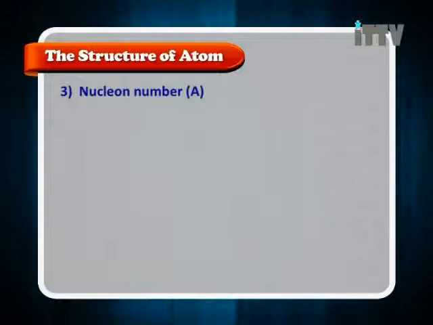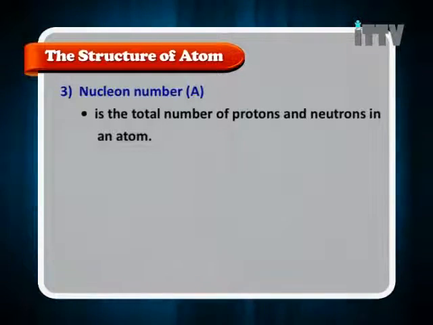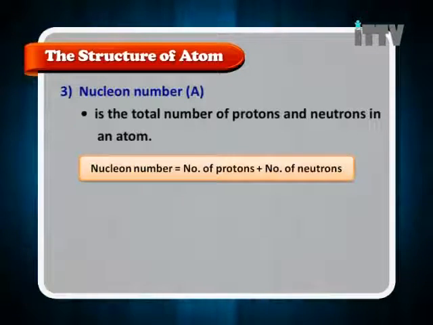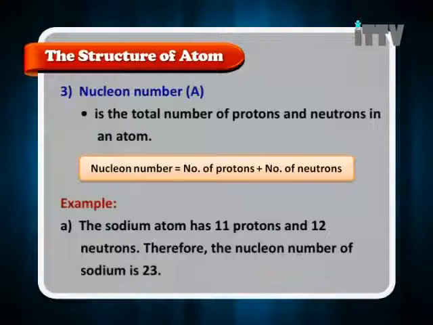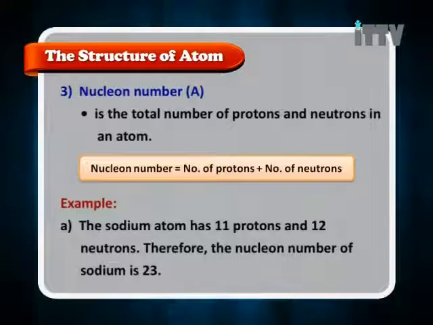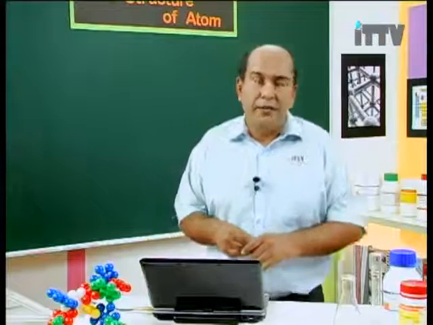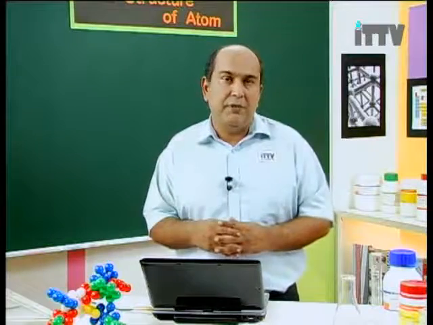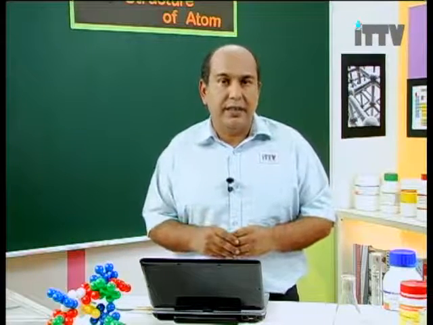Nucleon number, symbol capital A, is the total number of protons and neutrons in an atom. Nucleon number equals number of protons plus number of neutrons. Example, the sodium atom has 11 protons and 12 neutrons. Therefore, the nucleon number of sodium is 23. So the nucleon number, this is another very important number because it will help us relate to the mass of an atom, which we will see later on in another lesson.